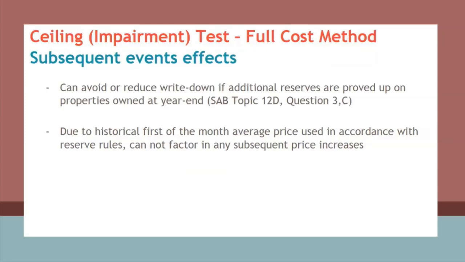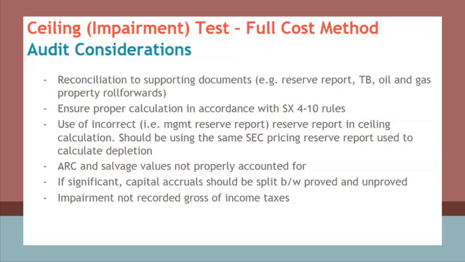Audit considerations. You need to be reconciling all of these inputs. All the inputs for both calculations, impairment and depletion, you need to be looking at each component and making sure it ties to either the reserve report, the trial balance, or the oil and gas property roll forward. That's key. Before you even get into the pluses and the minuses and the multiplications, you need to make sure that your starting point components tie to something that we've tested elsewhere. Ensure you're properly calculating in accordance with SX 410 rules. You can look that up if you want.